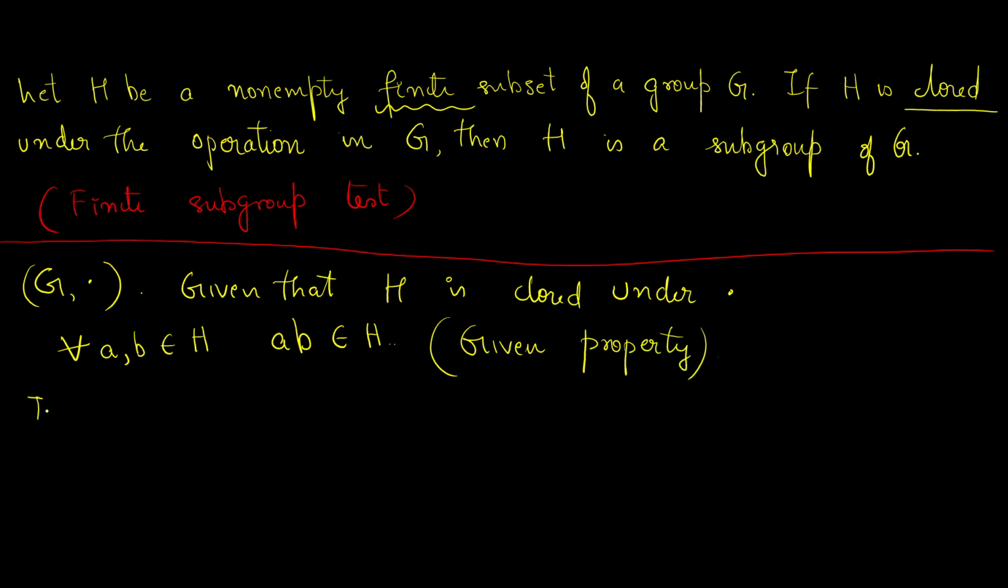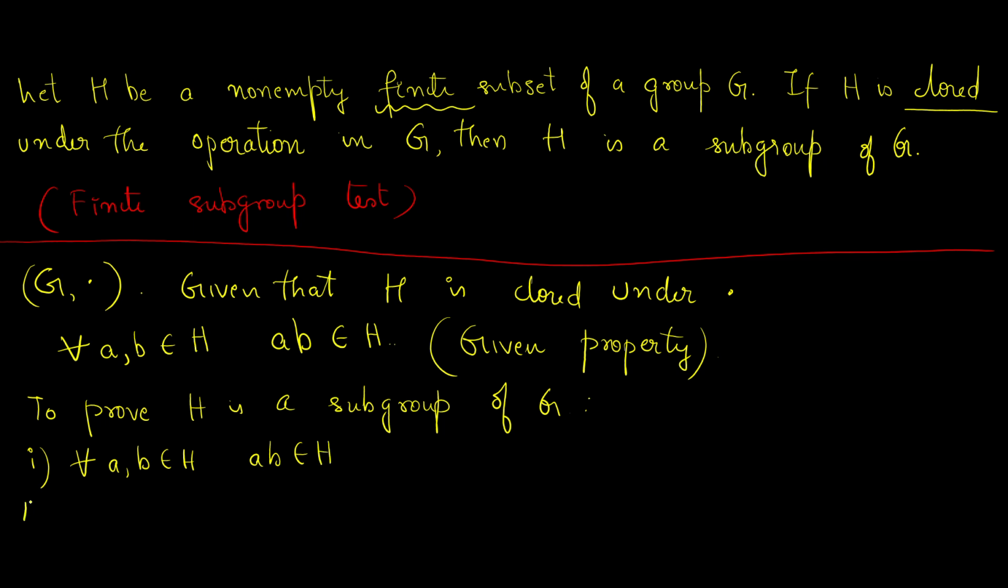Now we are asked to prove that H is a subgroup. By the definition, when will H be a subgroup of G? We have to show that one, given any elements a and b in H, ab must be in H. The second property is that the identity element must be in H. And the third condition is, given any a in H, a inverse must also be in H. Now, by the given condition, property 1 is definitely satisfied. There is nothing to prove in that; it is trivially satisfied by the given property.